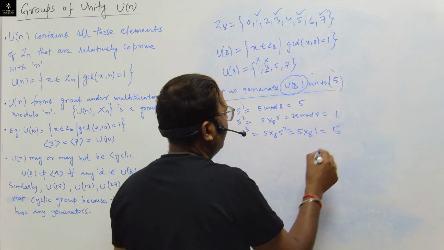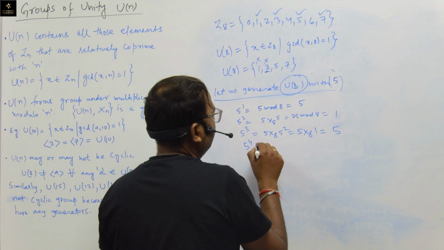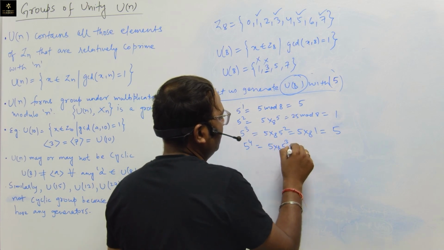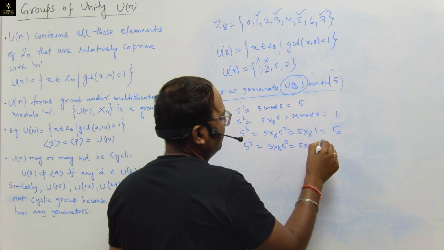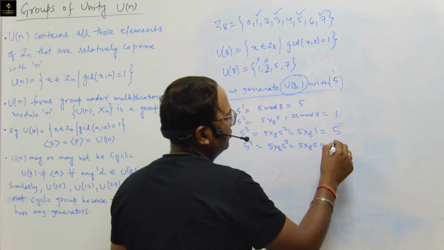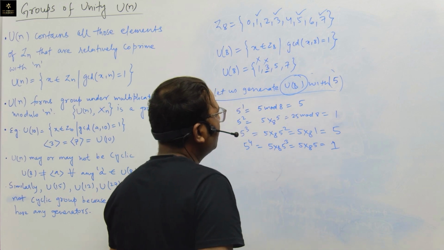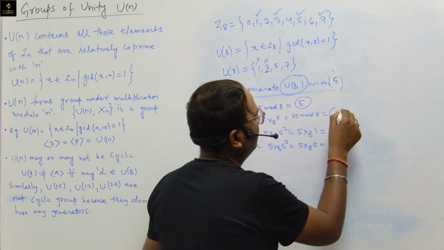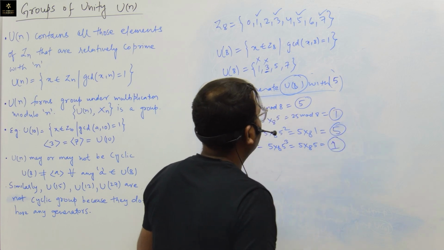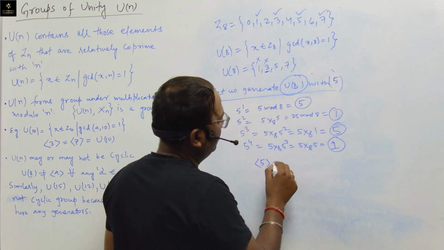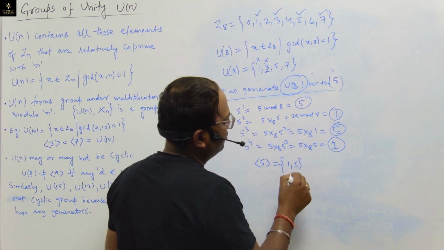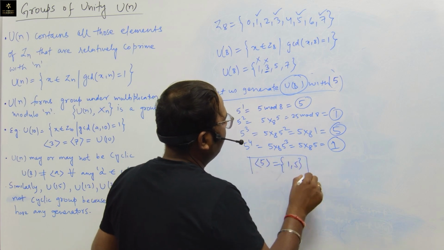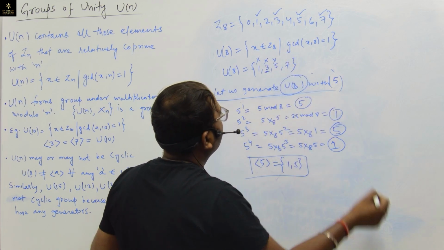This is 5. Now 5 to the power 4. Let us operate this 4 times. This is 5 cross 5 cube. This is 5 cross 5, which is 25 mod 8. So this is 1. Now again the elements are getting repeated: 5, 1, 5 and 1. So 5 is generating only 2 elements, that is 1 and 5. This is also a subgroup of U8. So 5 is also not generating the complete group U8.